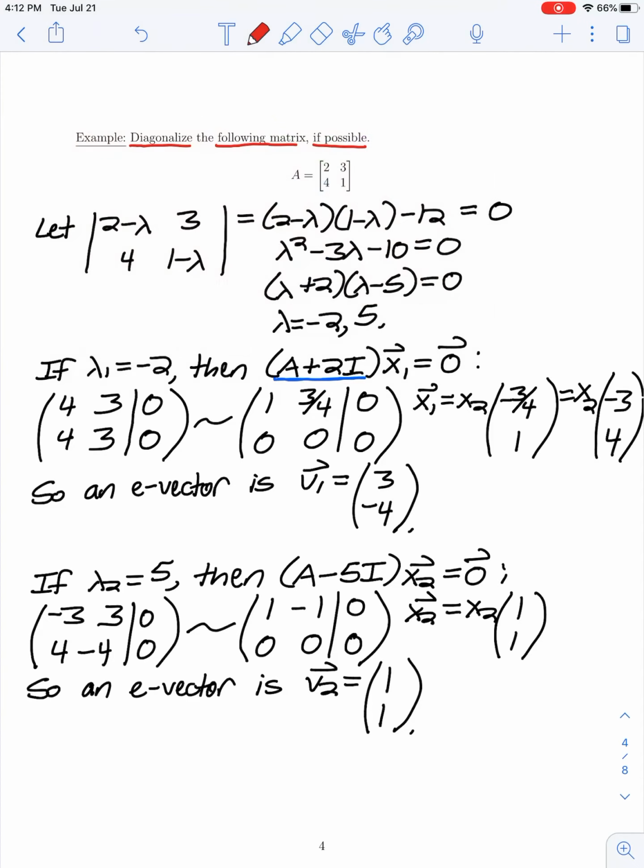Moreover, these eigenvectors that we've chosen, v1 and v2, are bases for the corresponding eigenspaces. So any eigenvector has to be a scalar multiple of these eigenvectors, so they form a basis. And we can see by inspection that v1 and v2 are linearly independent, since they are not scalar multiples of one another. So clearly these vectors v1 and v2 are linearly independent.